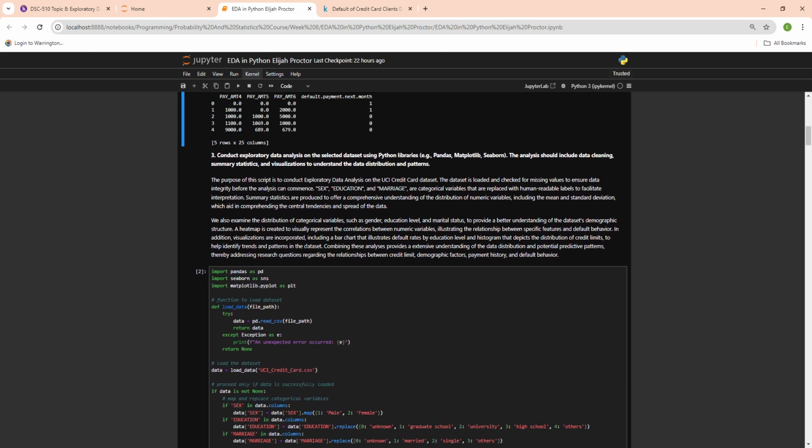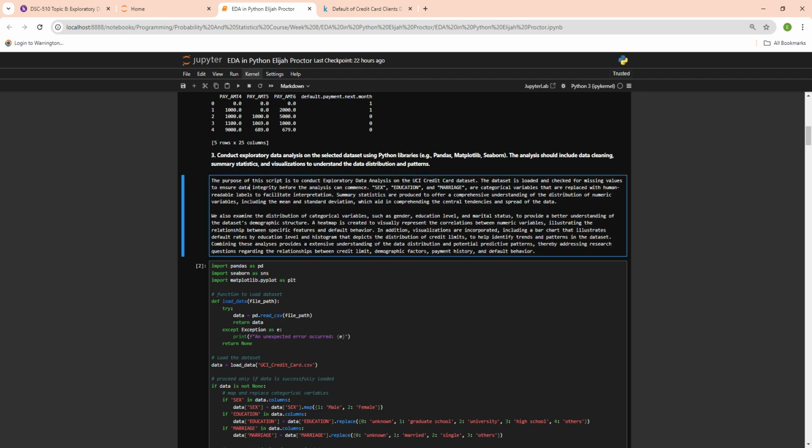Our third question is conducting our EDA. So let's just go over this summary of the code. Here we're performing an EDA. We begin by loading the data set and we make sure that there are no missing values so that we maintain data quality. Any categorical variables such as sex, education, and marriage are replaced with easily understandable labels so that the data is easier to interpret.